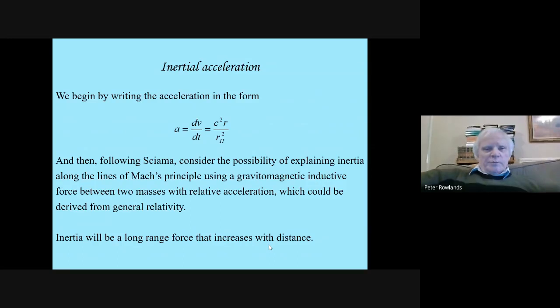So we can write the acceleration in the form a equals dv/dt and write it as c squared r over rh squared. That's our version of the acceleration. And then if we follow Sciama, we can look into the possibility of explaining inertia along the lines of Mach's principle, using a gravitomagnetic inductive force between two masses with relative acceleration. It's just really applying special relativity to it. It could be derived from general relativity, or from special relativity, because at this point it doesn't matter. And inertia then would be a long-range force increasing with distance. And inertia, of course, is a repulsive force, not an attractive one.